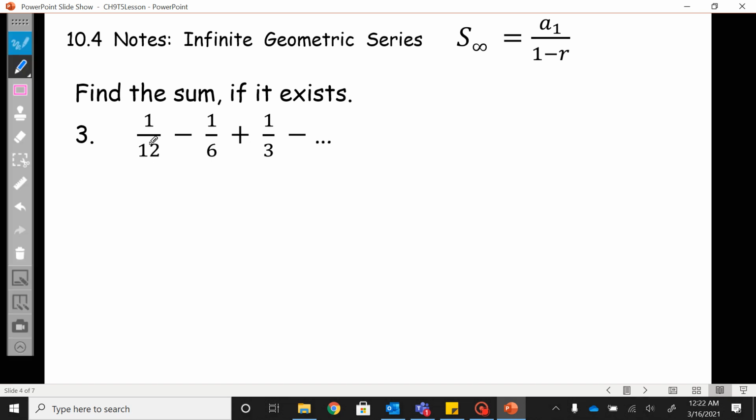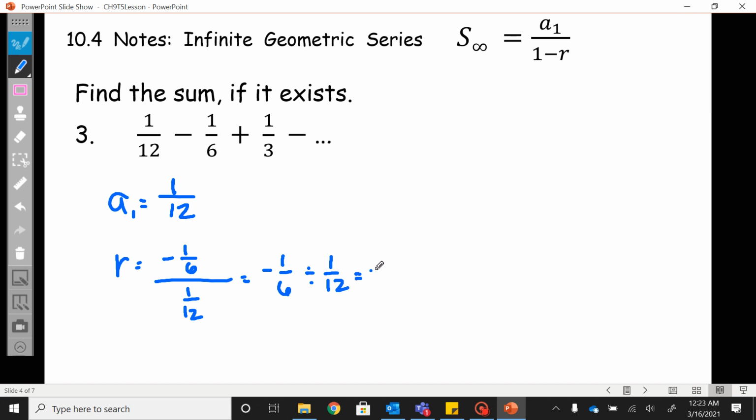All right, number 3, we have 1/12 minus 1/6 plus 1/3 minus, okay, so the first term is 1 over 12. The ratio, well, I don't know, but we're going to have to take the second term and divide it by the first term. So the second term is negative 1 over 6, and we're dividing that by the first term, which is 1 over 12. Okay, so that's negative 1 over 6 divided by 1 over 12, which if we write this as multiplication, negative 1 over 6 times 12 over 1, okay, which is negative 12 over 6. This is negative 2.